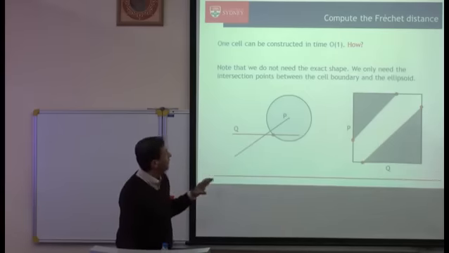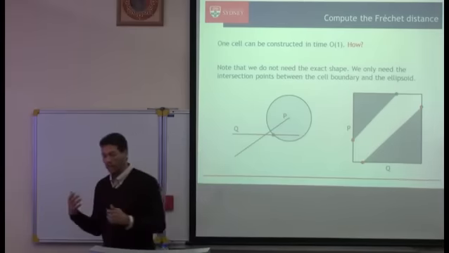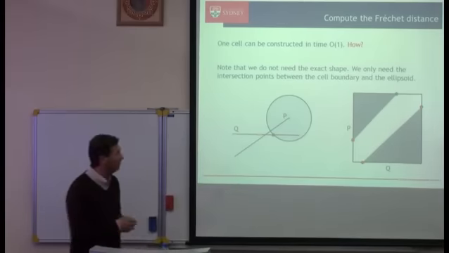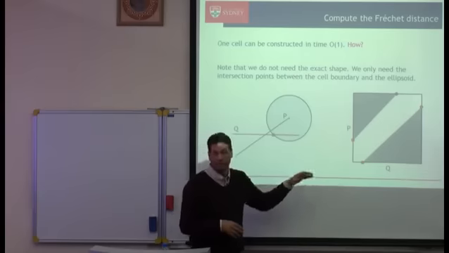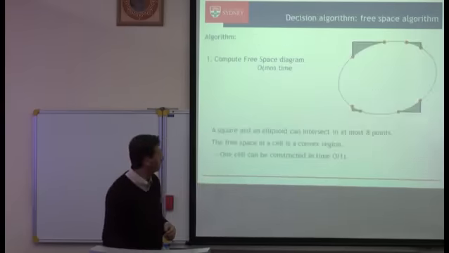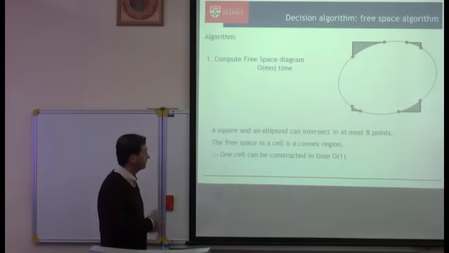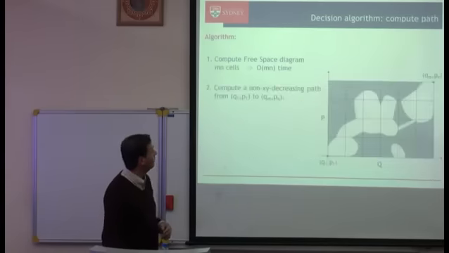So, if P has complexity n and Q has complexity m, then the total time to build this free space diagram is m times n, because every cell I can compute in constant time. Good. Okay. And these are my critical points.